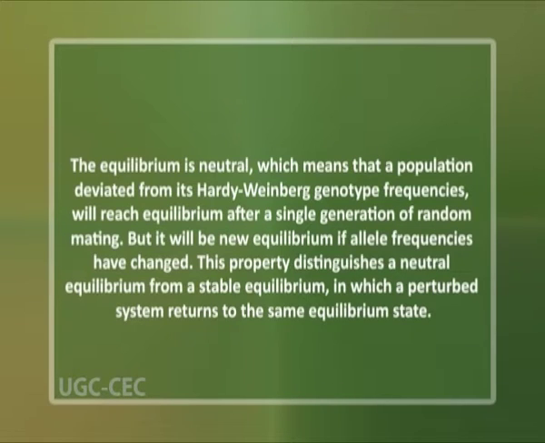The equilibrium is neutral, which means that a population deviated from its Hardy-Weinberg genotype frequencies will reach equilibrium after a single generation of random mating. But it will be a new equilibrium if allele frequencies have changed. This property distinguishes a neutral equilibrium from a stable equilibrium, in which a perturbed system returns to the same equilibrium state.